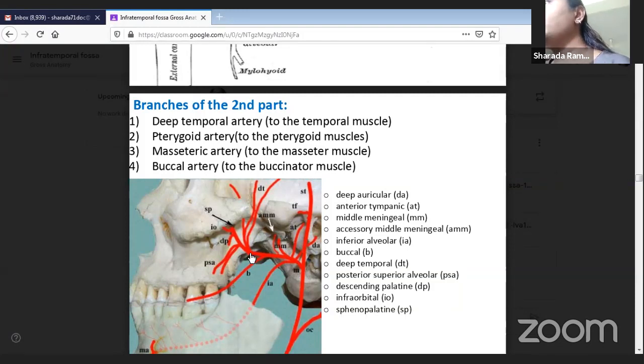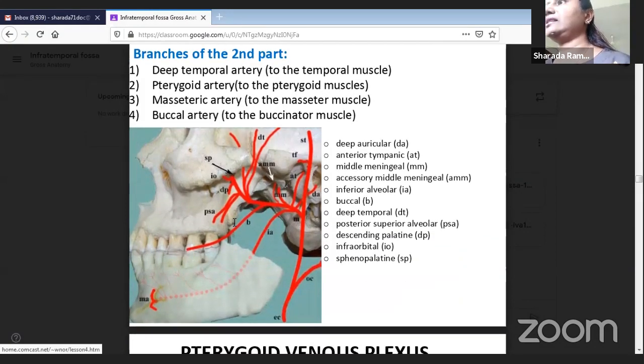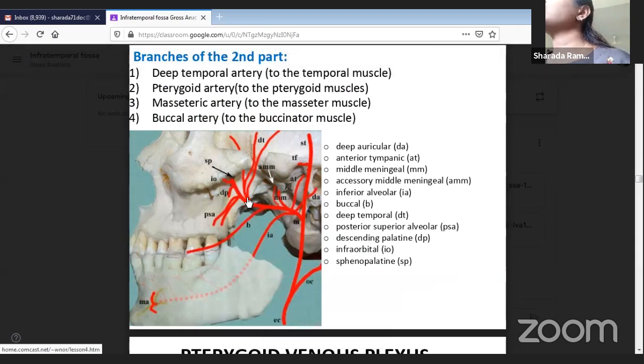Now I'm going to identify a little bit. So you can see the buccal artery. So that is the buccal artery, and the whole cheek it is going to supply. That's its destination. Now next we are going to look for the last one. The last one is going to go into the pterygopalatine fossa. First it forms a foramen and then enters into the pterygopalatine fossa.